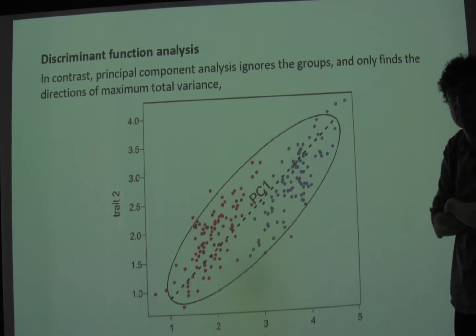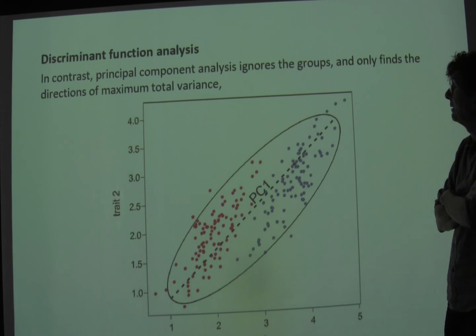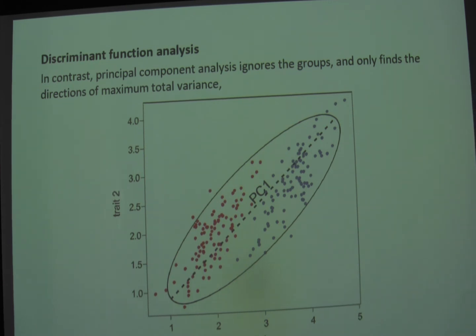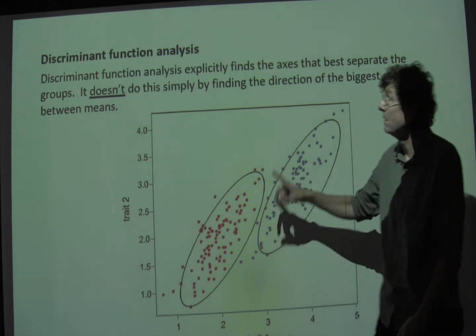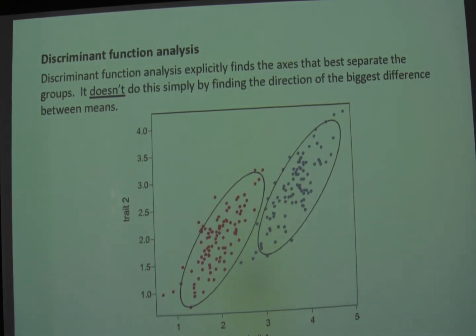So that's what a principal component analysis would do if we gave it these data. And what we can see from this is that principal component analysis doesn't do a very good job of discriminating these 2 colors into 2 groups along a single axis. Discriminant analysis says we have 1 group here, we have 1 group here, and it explicitly looks for an axis that best separates the groups. It doesn't ask in what direction are they most variable.